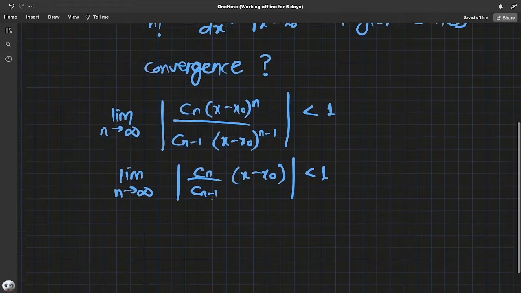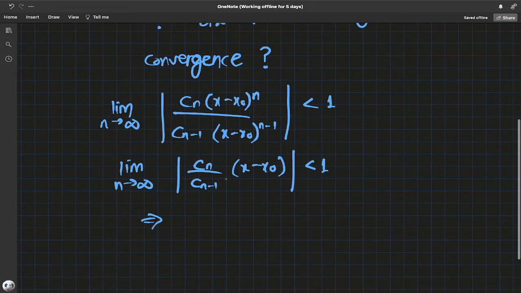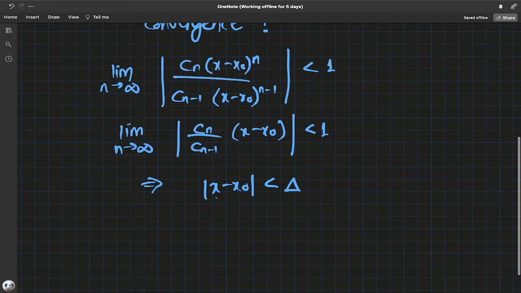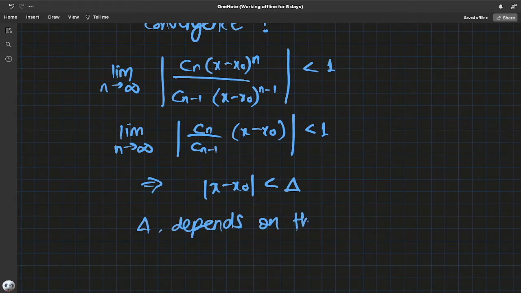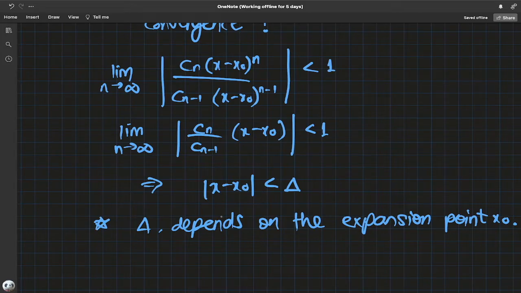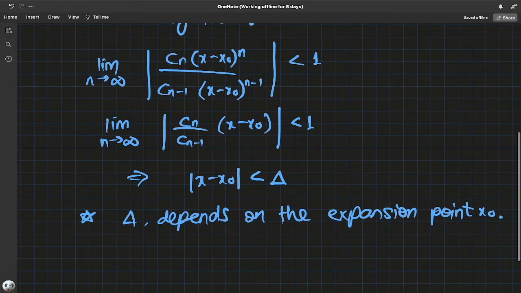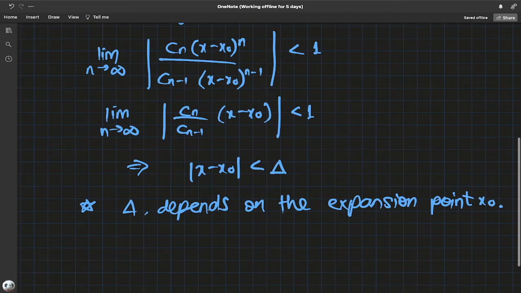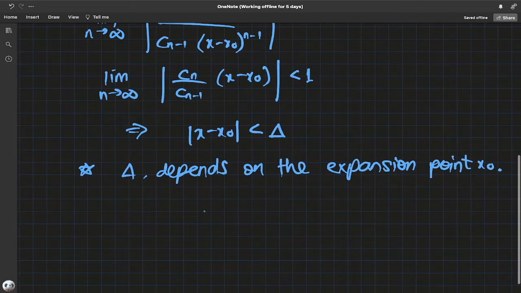So you have this condition, which roughly speaking translates to the absolute value of x minus x naught should be less than some quantity delta. And again, this is sort of jumping ahead, but I want to say that this delta depends on the expansion point x naught. This final statement I made will become a finer observation when I talk about Laurent series for complex functions.